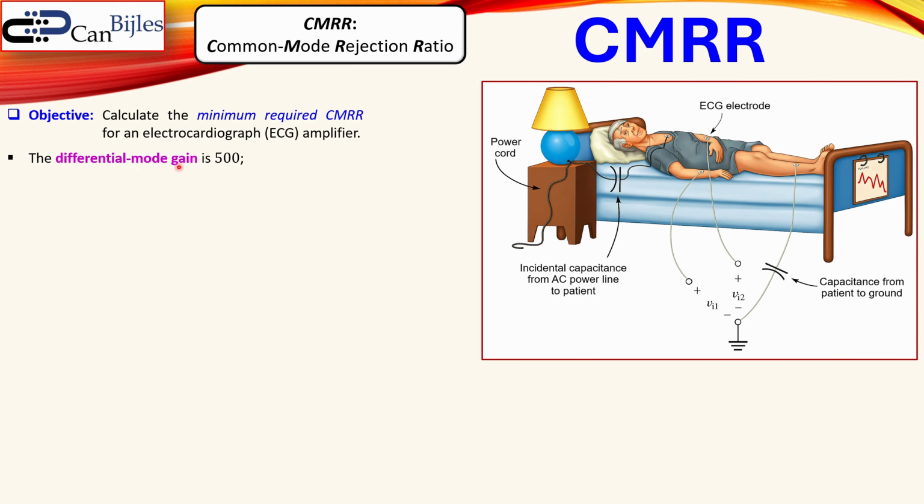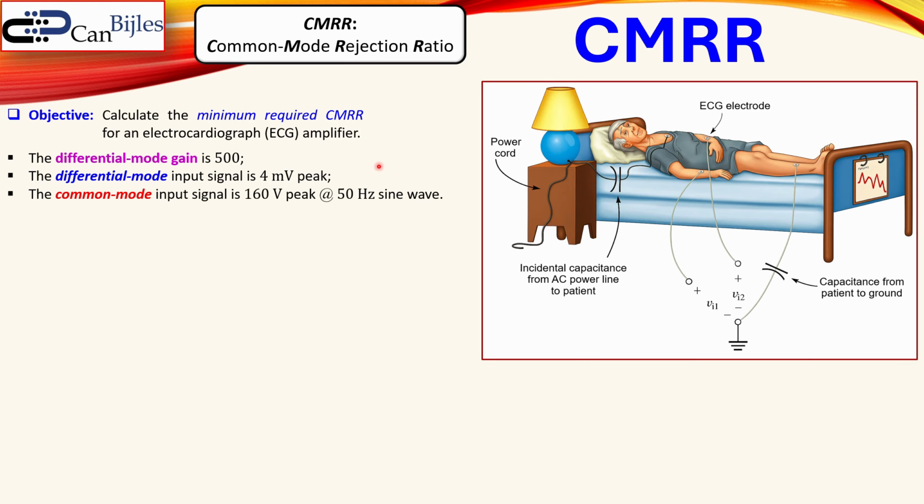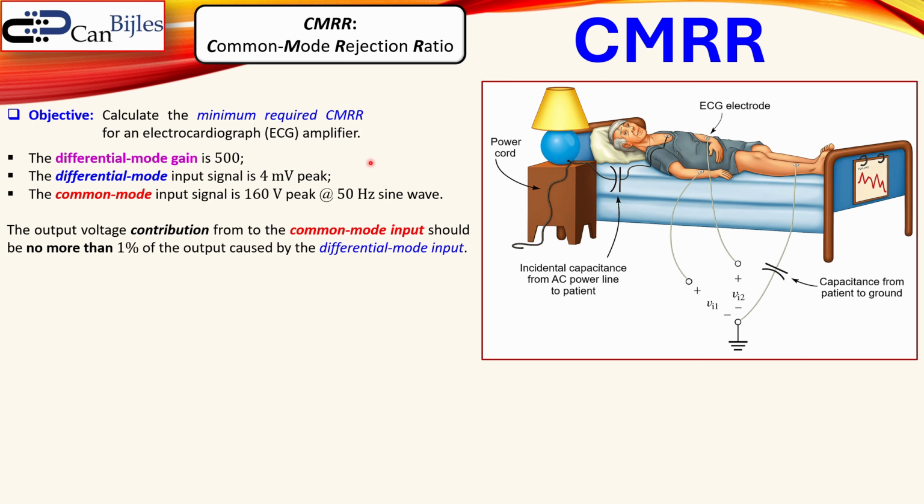We have a differential mode gain of 500 that is required. And the differential mode input signal happens to be 4 millivolts peak, quite small. But the common mode input we get, maybe from this connection or from any other connection, is 160 volts, quite large, peak at a specific frequency, 50 Hertz. Okay, and it is a sine wave, nice sine wave.